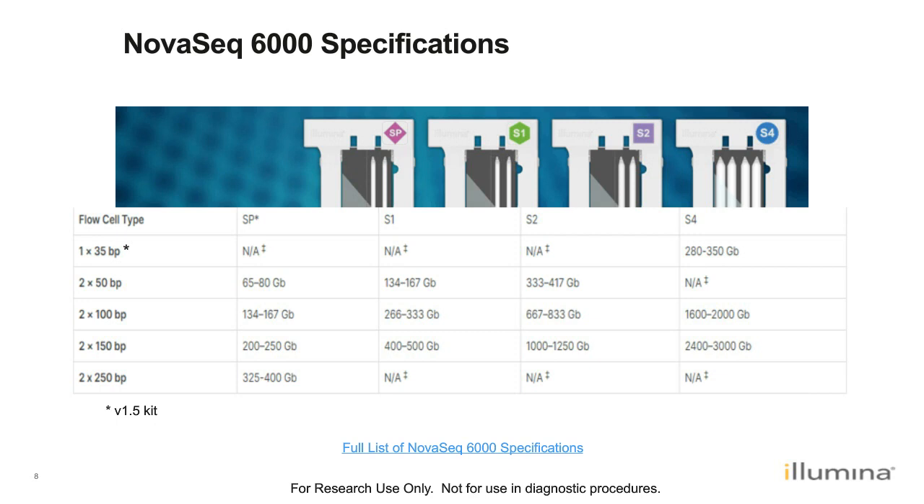So while this platform is able to generate the most data of any of our instruments, the quality is still very much comparable to our other Illumina platforms that you've come to expect. We also have a full list of our NovaSeq 6000 specifications linked at the bottom here.